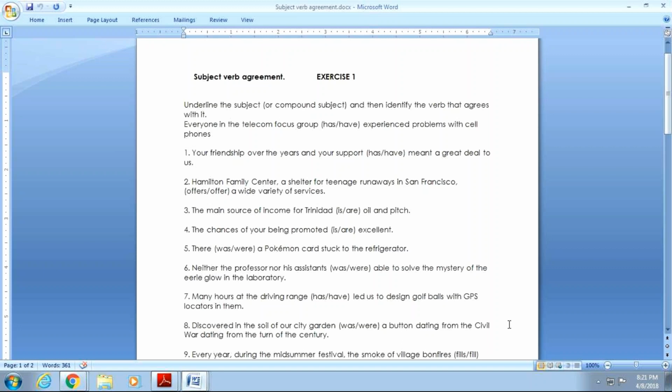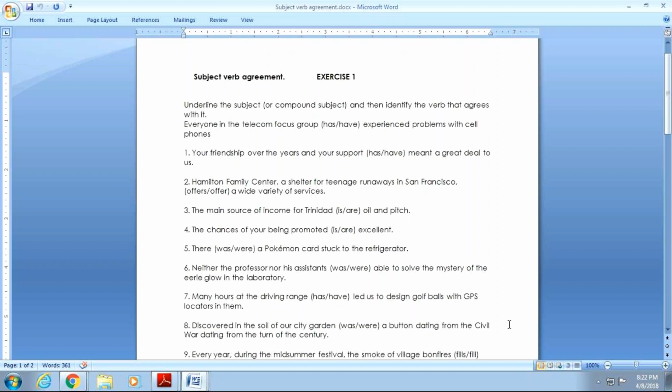Has. Come again? Has, H-A-S, has. No, I'm afraid that's not the right answer. The right answer is have, because friendship is not the only subject, it's a compound subject. Friendship plus support. Your friendship over the years and your support have meant a great deal to us. Compound subjects take plural verbs. And the next sentence, Hamilton Family Center, a shelter for teenage runaways in San Francisco, offers a wide variety of services.